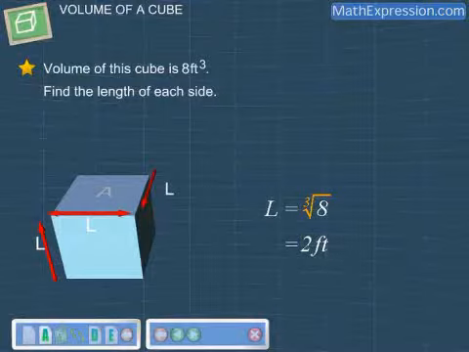That is all for this lesson. Try out the practice question to further your understanding.